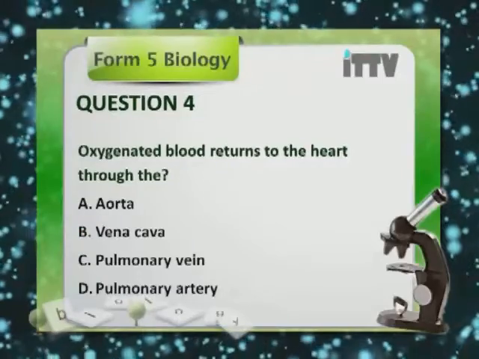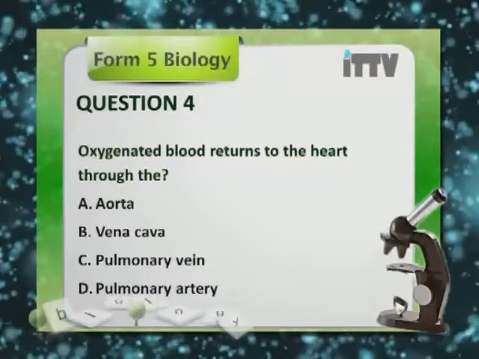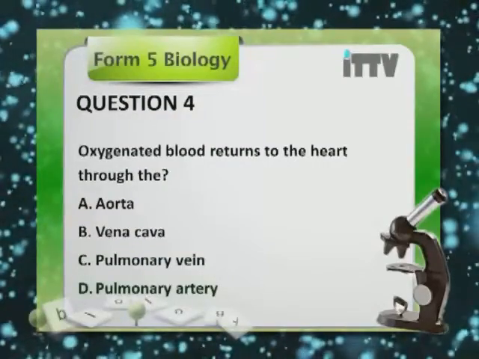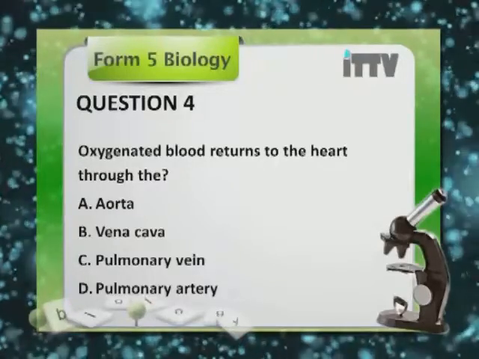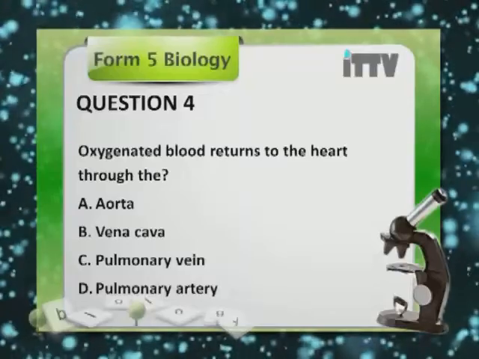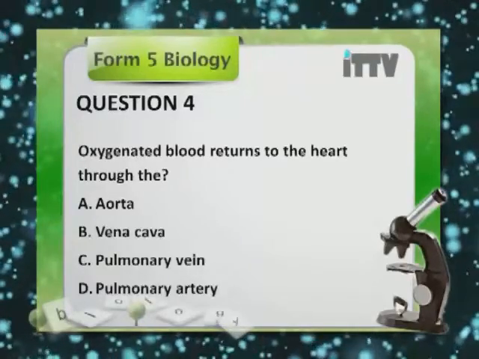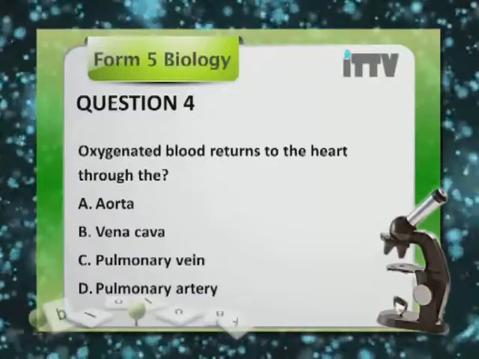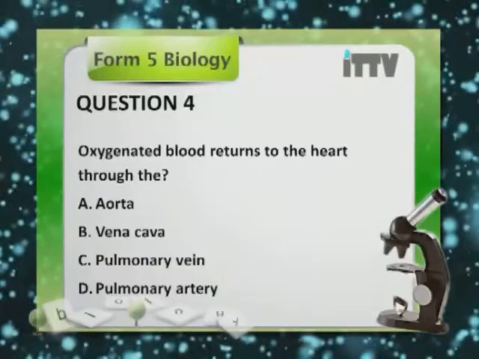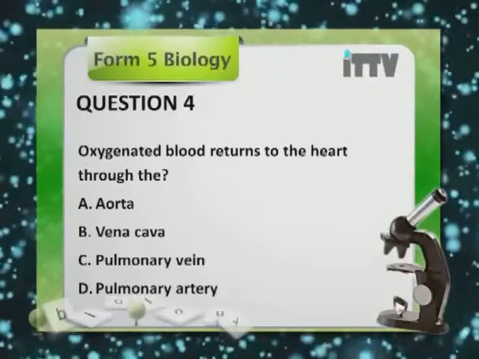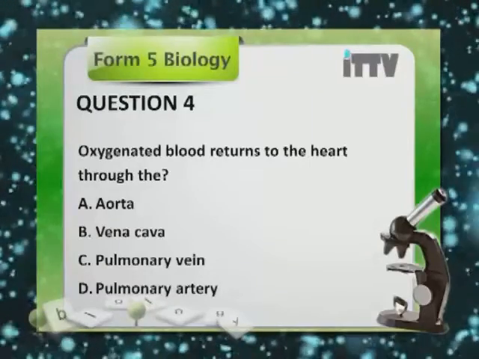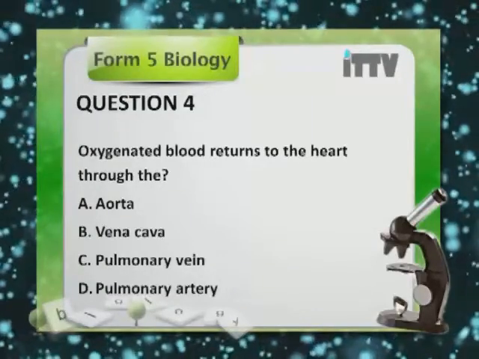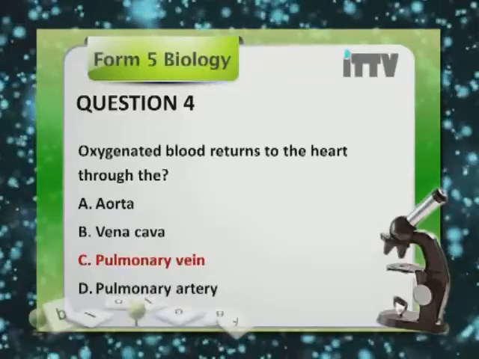Question number 4. Oxygenated blood returns to the heart through the A. Aorta, B. Vena cava, C. Pulmonary vein, and D. Pulmonary artery. Oxygenated blood returns to the heart through the pulmonary vein. The answer is C. Pulmonary vein. Now let us take a look at aorta. Aorta carries oxygenated blood from the heart to all parts of the body, while vena cava returns deoxygenated blood from all parts of the body to the heart. Pulmonary artery drains away deoxygenated blood from the heart to the lungs. So the answer is none other than C.